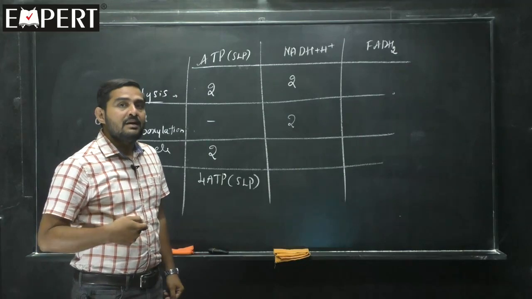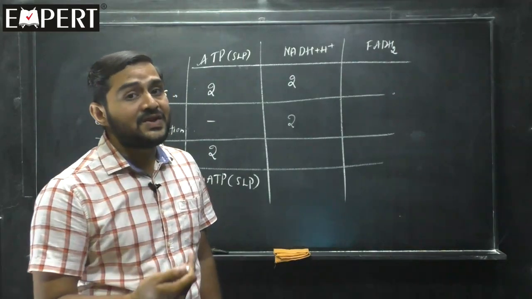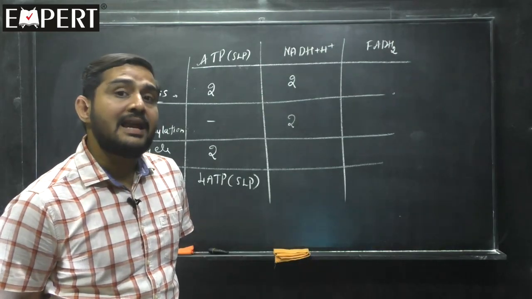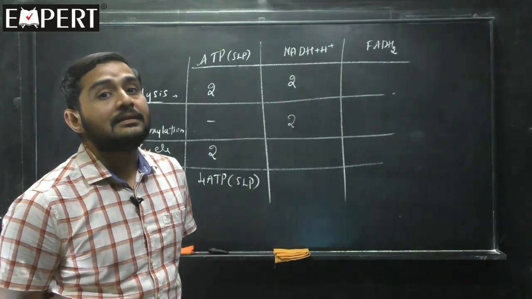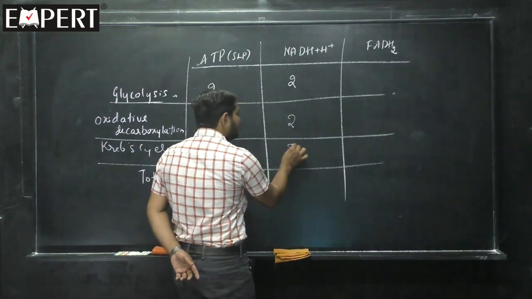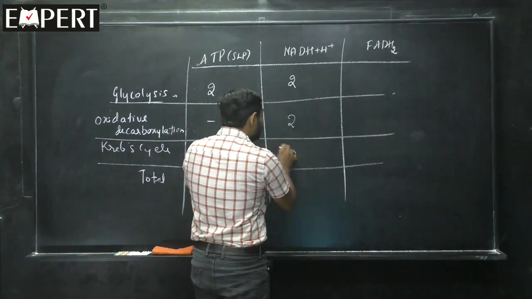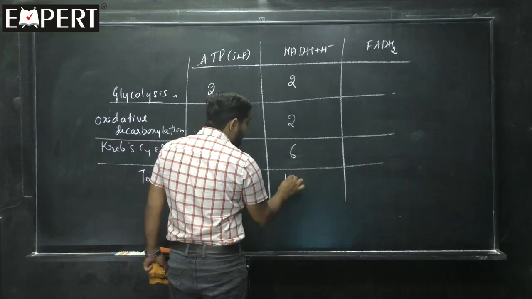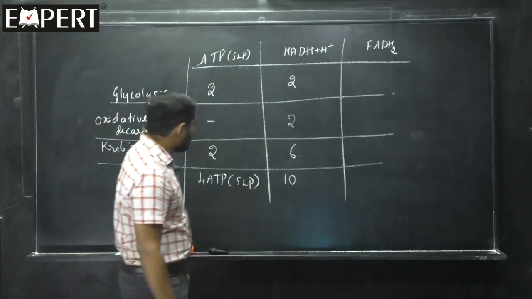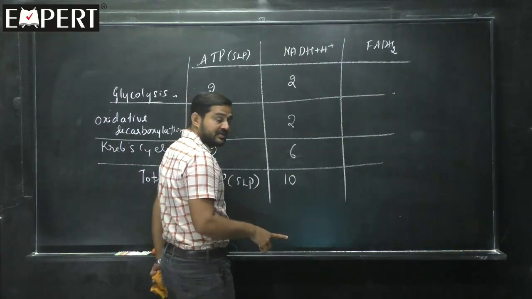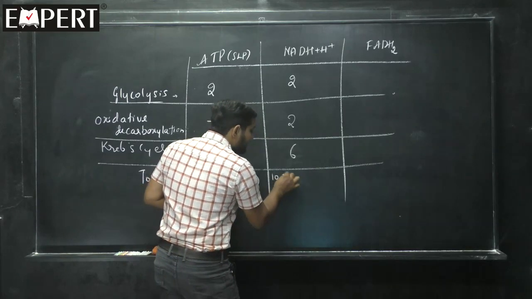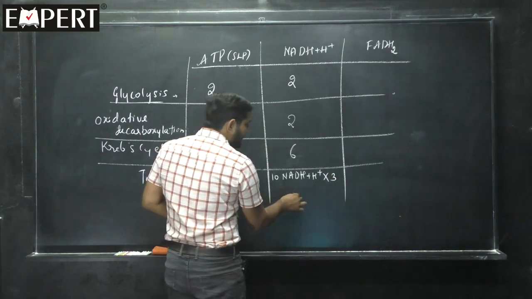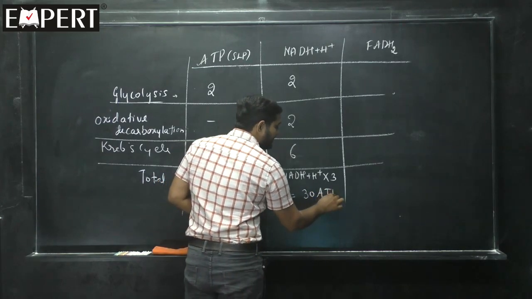3 places. Can you tell me the places? When isocitrate becomes alpha ketoglutaric acid, when alpha ketoglutaric acid becomes succinyl-CoA, and when malic acid becomes oxaloacetic acid. 3 places the NADH plus H plus formed, so 3 places means 6 here. Now all together, 10 NADH plus H plus. So I will write here 10 NADH plus H plus into 3, so it gives 30 ATP for us.